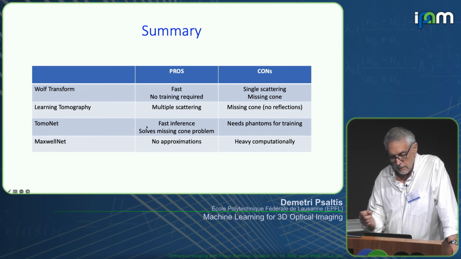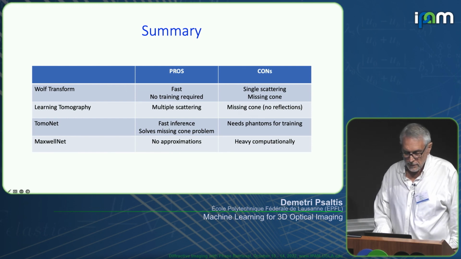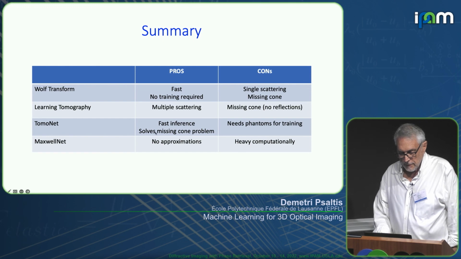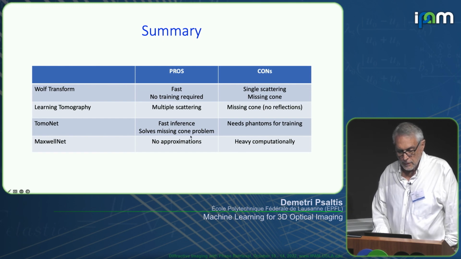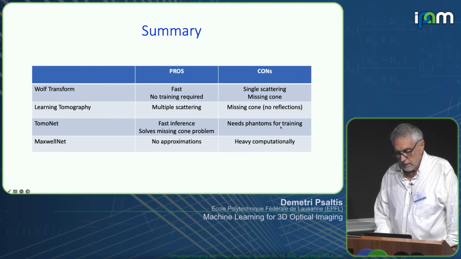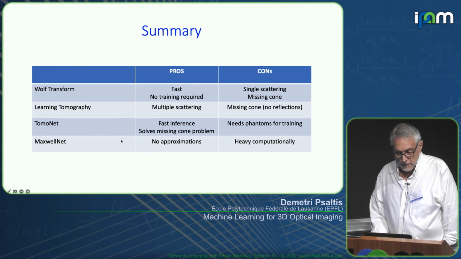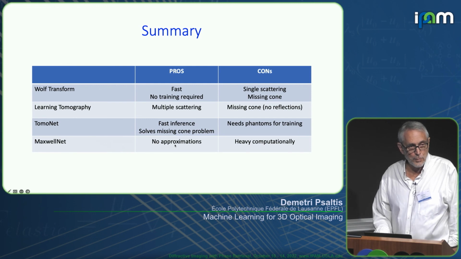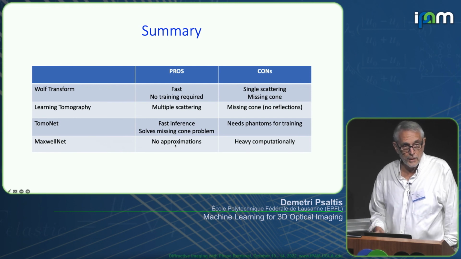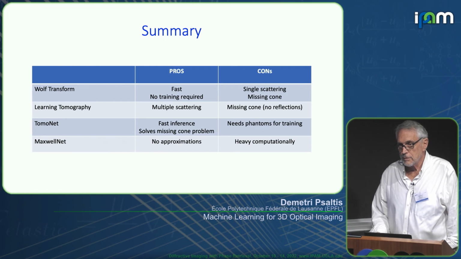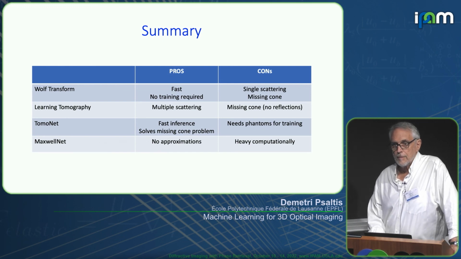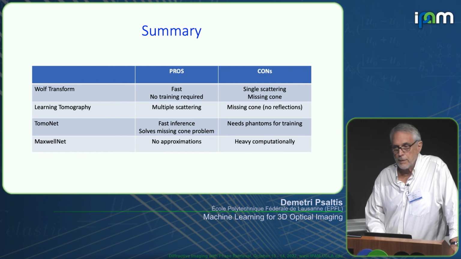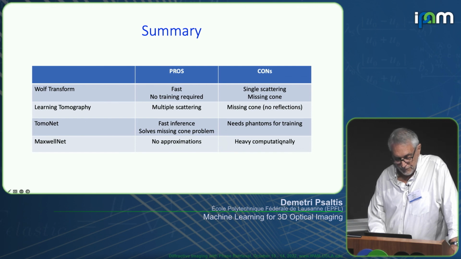The TomoNet, the idea of using red blood cells where you can have a phantoms virtual database, does extremely fast inference and solves the missing cone problem, for example. But you need to be able to create a database from phantoms. The Maxwell net does everything, in principle. You can have polarization, you can have nonlinearities, you can have reflections, everything. You just have a network that says, I put an index distribution in, or something else, the chi3, whatever else you have, and then you say, can I produce the field?